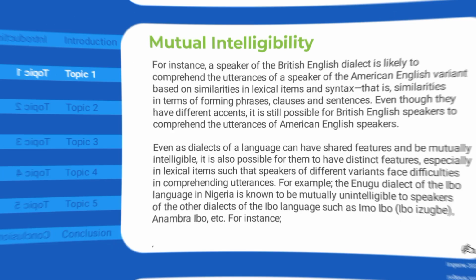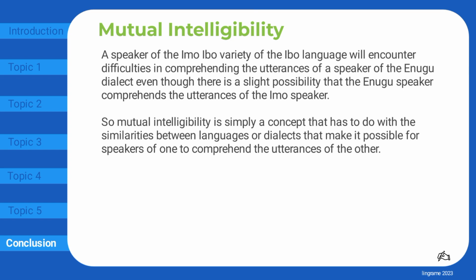For instance, a speaker of the Imo Igbo variety of the Igbo language will encounter difficulties in comprehending the utterances of a speaker of the Enugu dialect even though there is a slight possibility that the Enugu speaker comprehends the utterances of the Imo speaker.